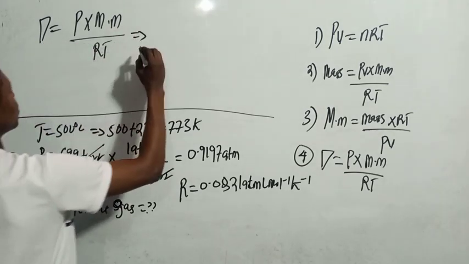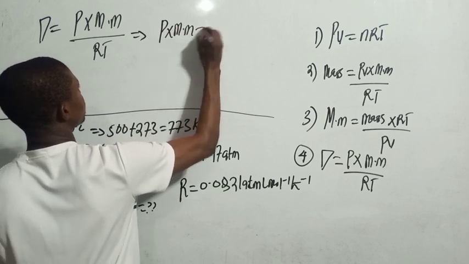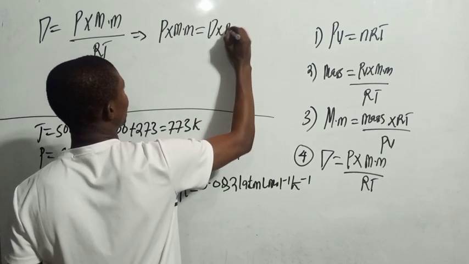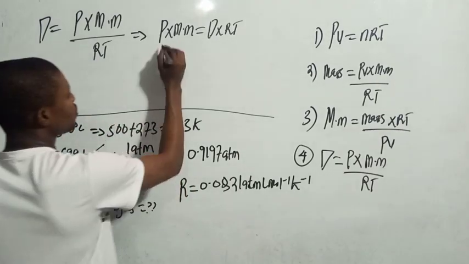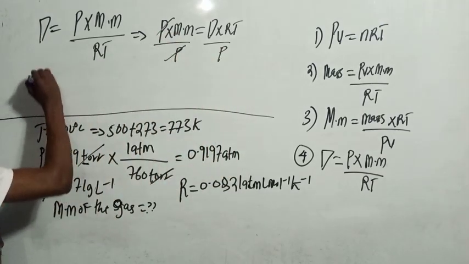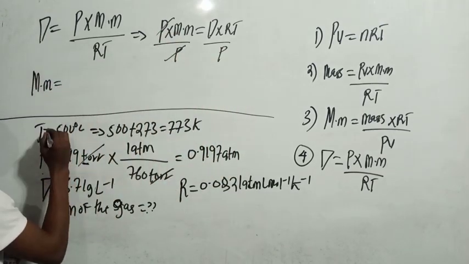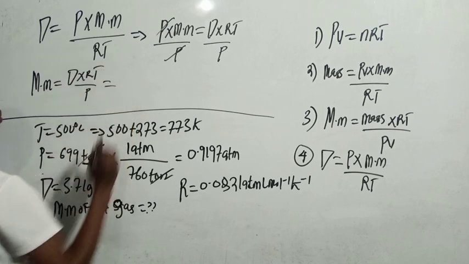What will happen here? P times molar mass equals D times RT, right? So make the molar mass the subject of the formula here. Divide both sides by P. So my molar mass is equal to D times RT over P.